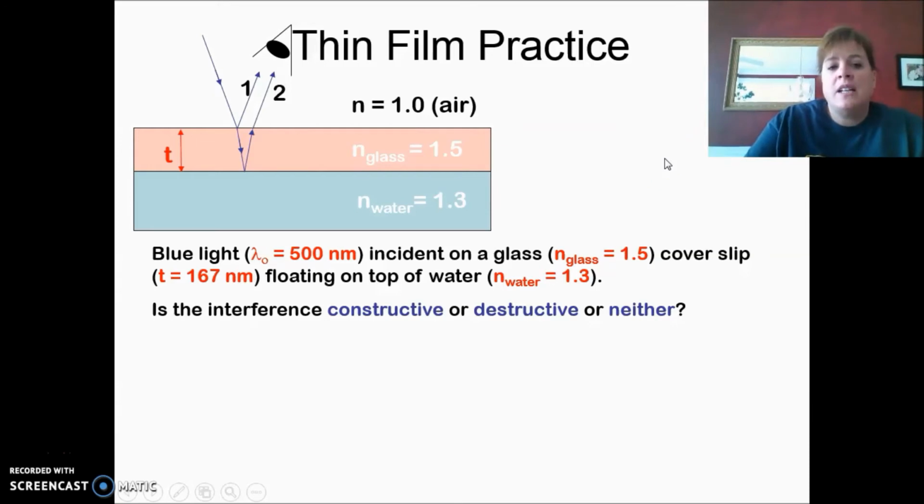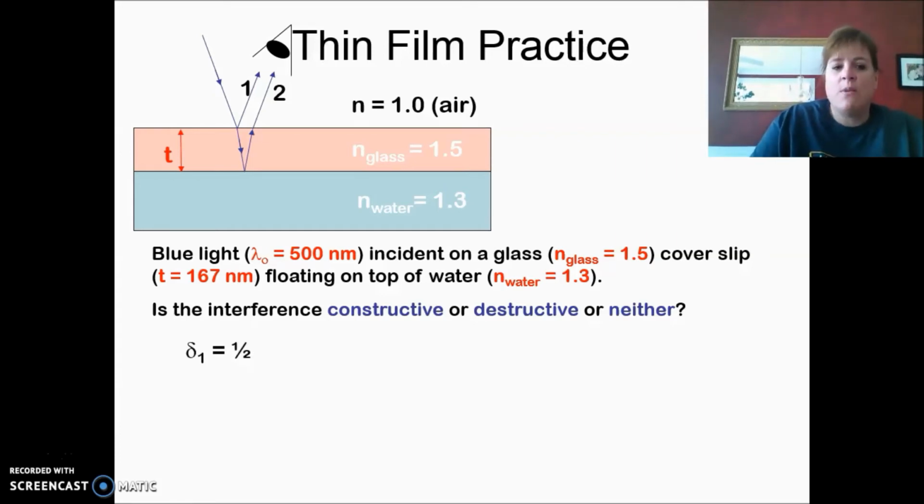I have blue light, and I have some numbers here. Is the interference destructive, constructive, or neither? See if you can figure this out. I gave you numbers this time, so you can plug some in. Pause the video, see if you can get it right. Well, let's take a look.